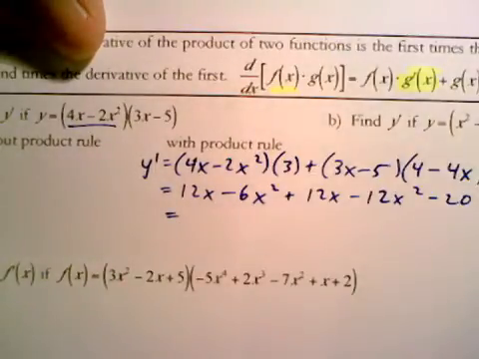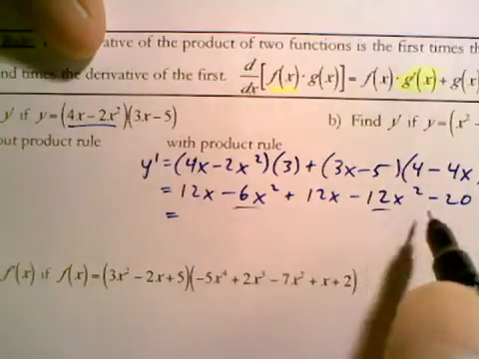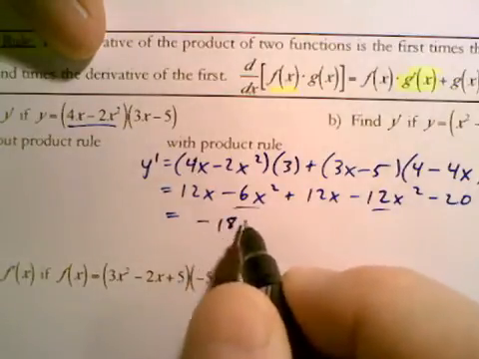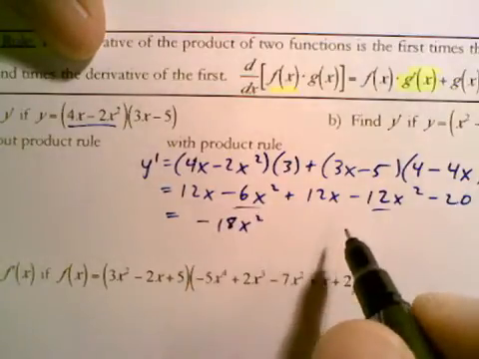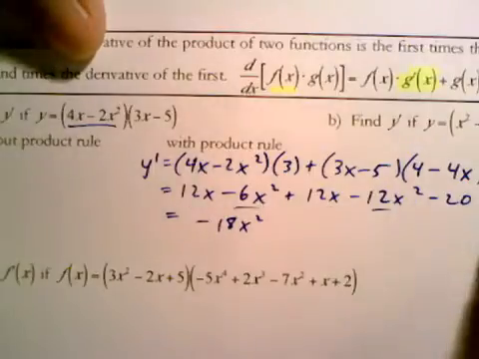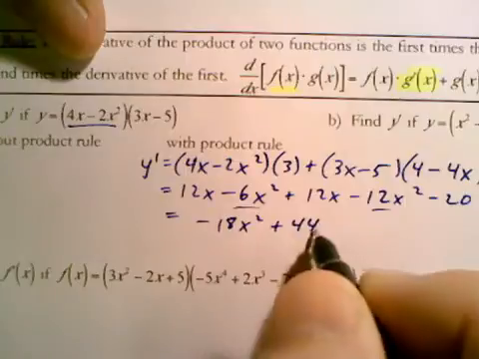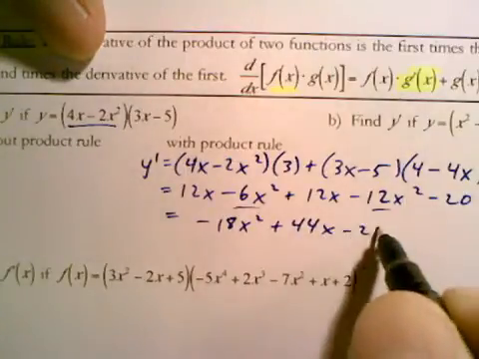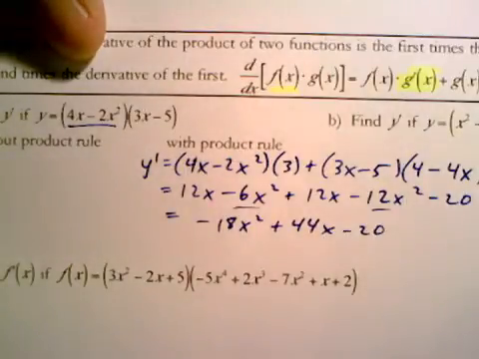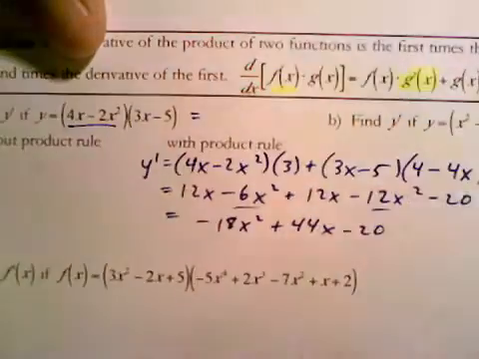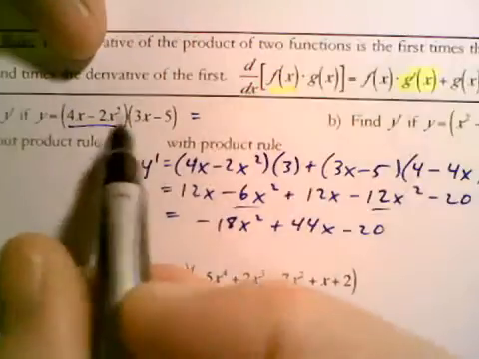Combining like terms, what a pleasant problem this is. Negative 6x squared, negative 12x squared is negative 18x squared. We have 12, 12, and 20. So 24 and 20 is 44x, and then we have minus 20. Well, that's pleasant. Okay, well, let's go ahead and multiply it out, and let's see what we get if we don't use the product rule.